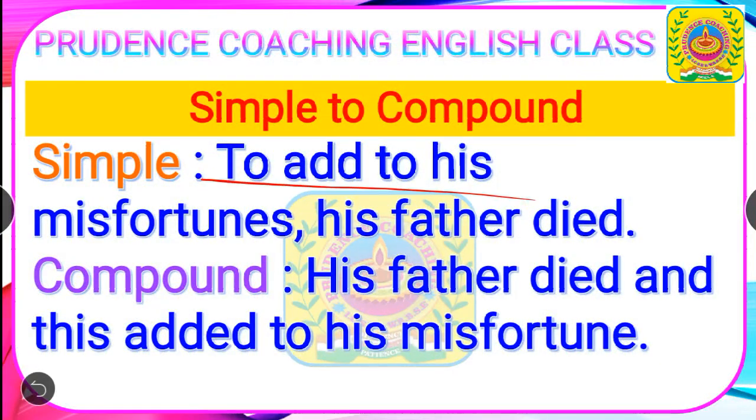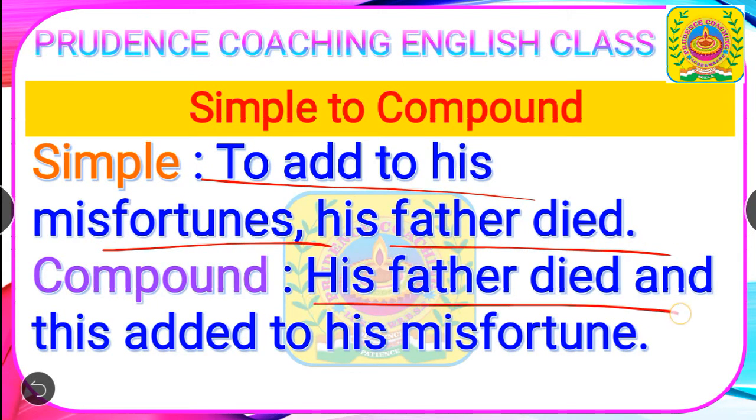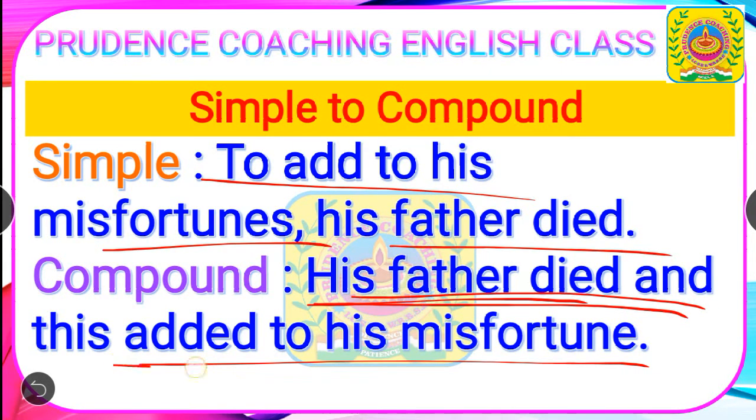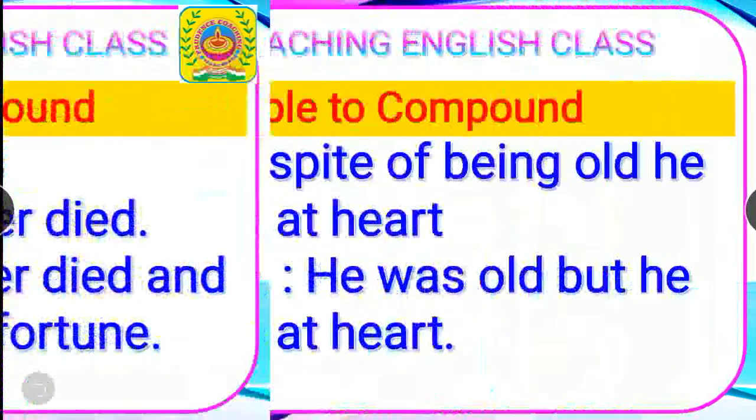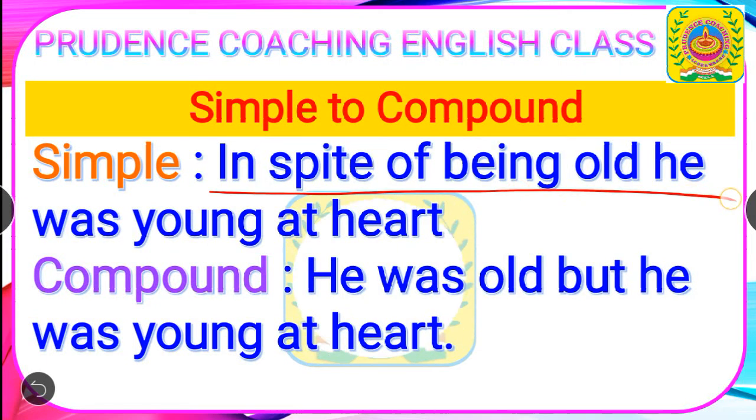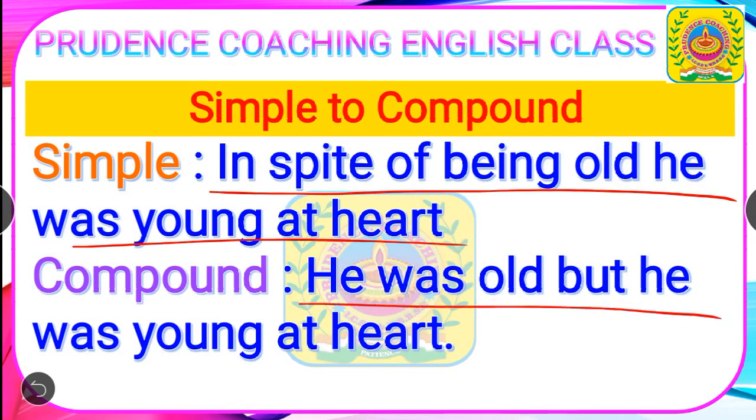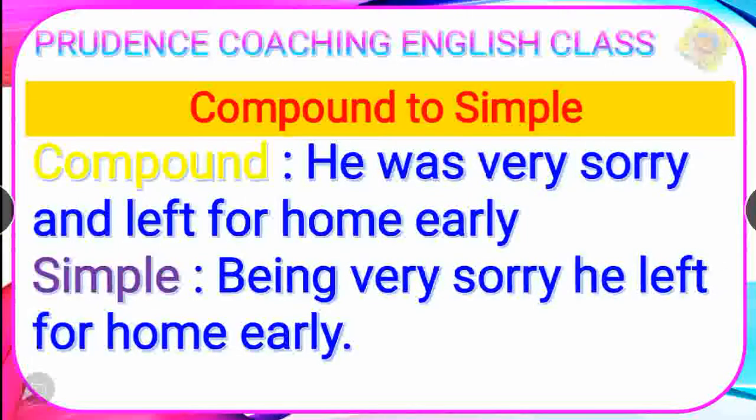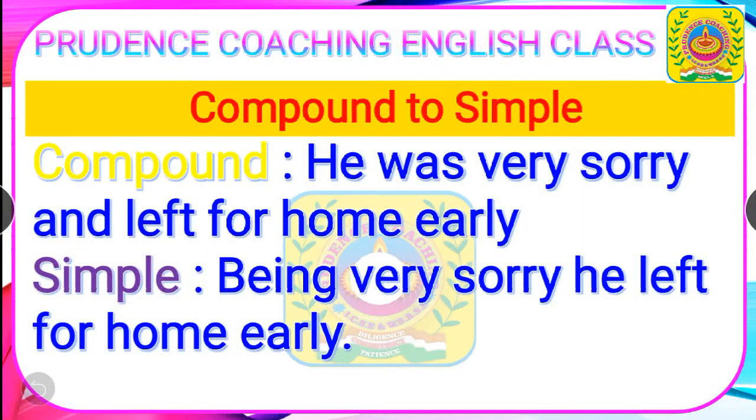Next is simple: to add to these misfortunes, his father died. Compound sentence is: his father died. This is an independent clause and the next part is also an independent clause, and these are joined by a conjunction. You can see that his father died and this added to his misfortune. Now the next one: in spite of being old, he was young at heart. Compound sentence: he was old but he was young at heart.